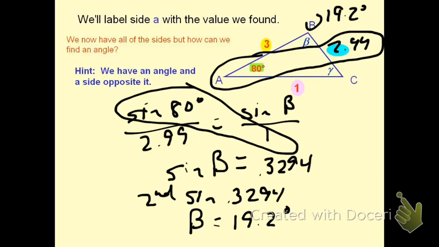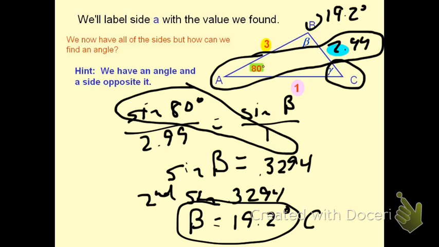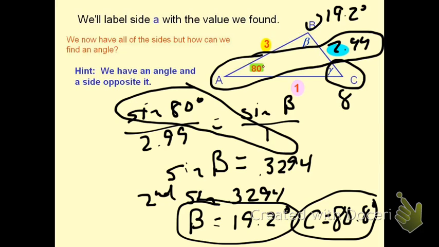And remember, we also know all three sides. Now we have two angles. Now we only have one angle left. And we don't have to do law of sines for this one, because remember, triangles add up to 180. So now we know beta, and to get the last angle, which would be angle C, we'll just take 80 plus 19.2, which is 99, and subtract that from 180, and we end up with 80.8 degrees. Okay, then we've solved the triangle. Now we've got all three sides and all three angles.